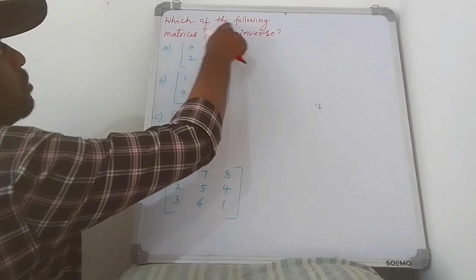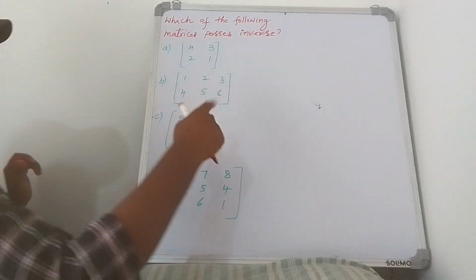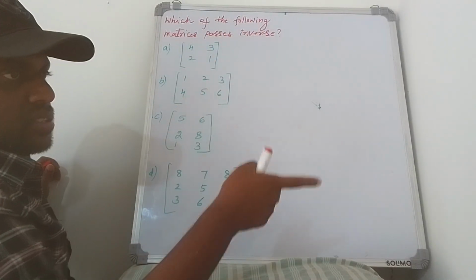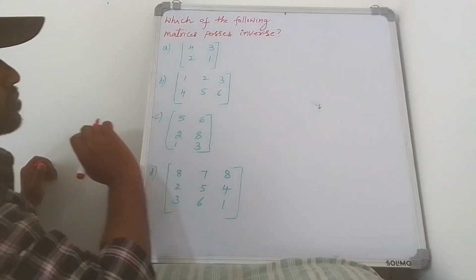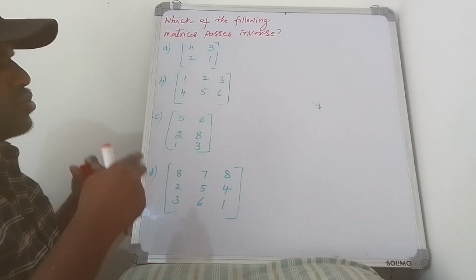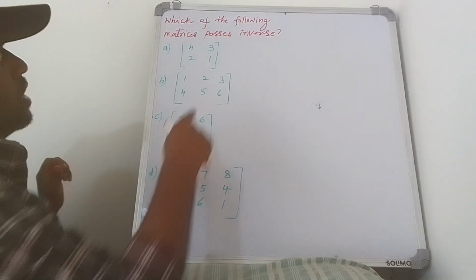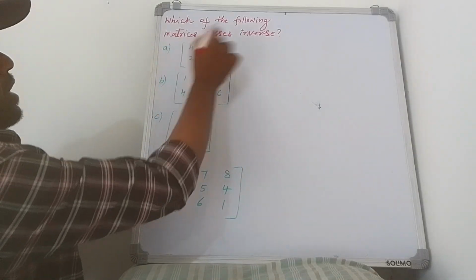Which of the following matrices possess an inverse? That means which matrix has an inverse, that you have to put a right mark. Which matrices have an inverse, which matrices do not have an inverse. They want which matrices have an inverse, that you have to identify.